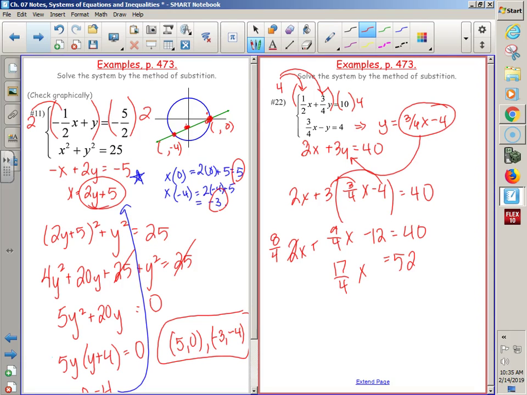How do I get rid of a nasty coefficient like that? You could just multiply by 4, but you'd have more work. I think the reciprocal is a lot easier. What you do to one side, you do to the other.